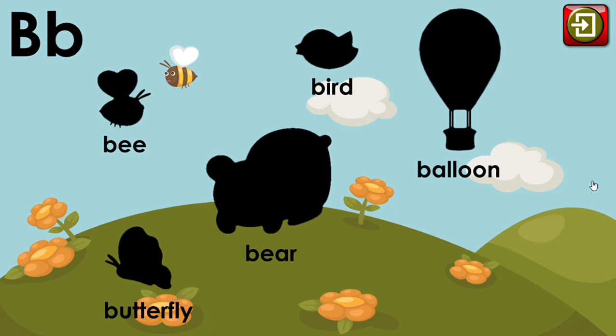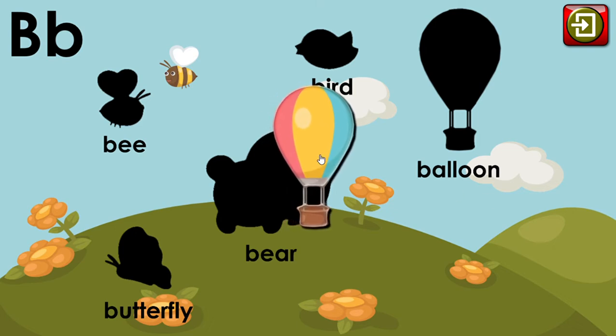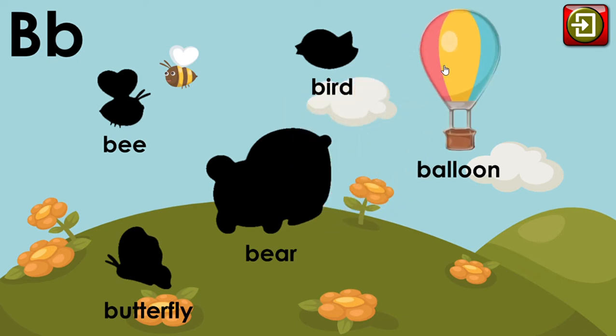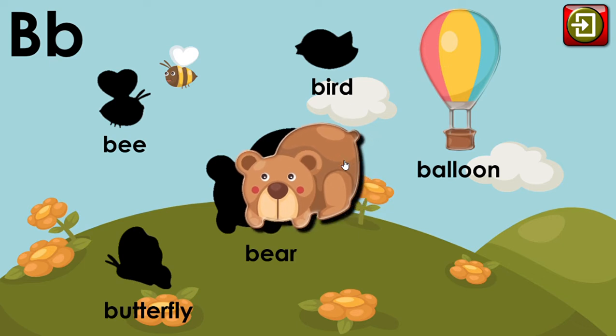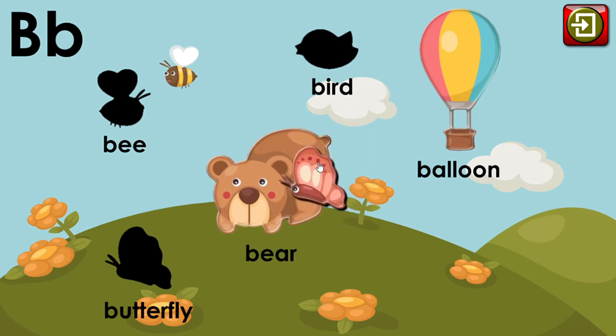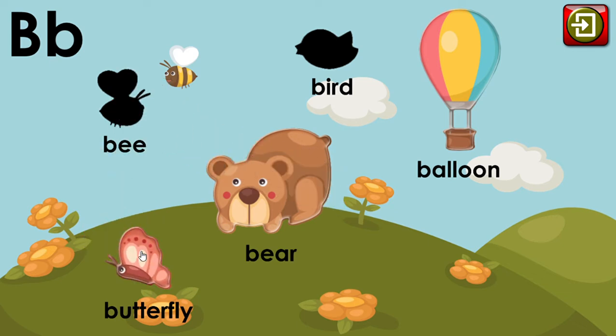Let's find some words that start with the letter B. Balloon. Bear. Butterfly. Bird. Bee. Fantastic.